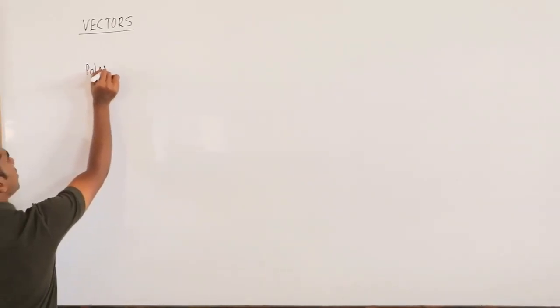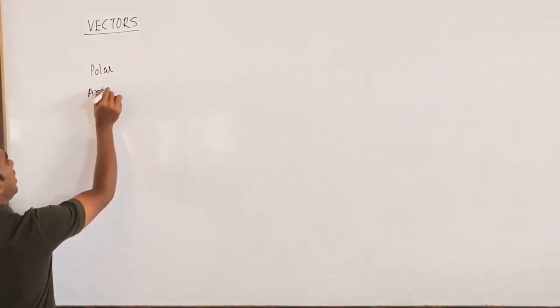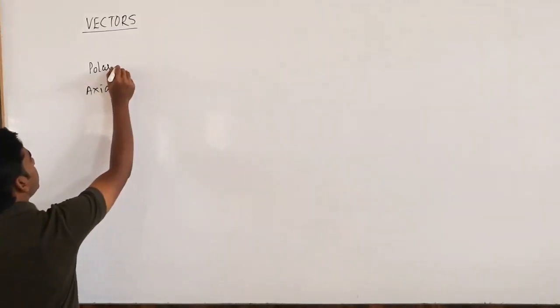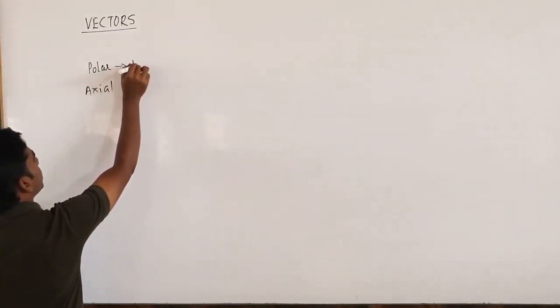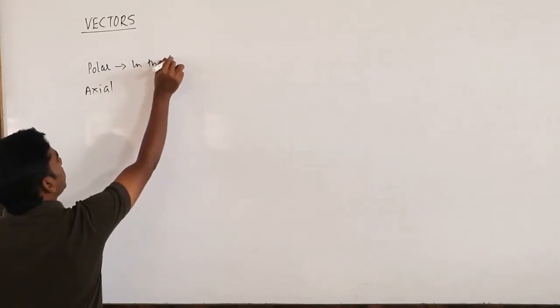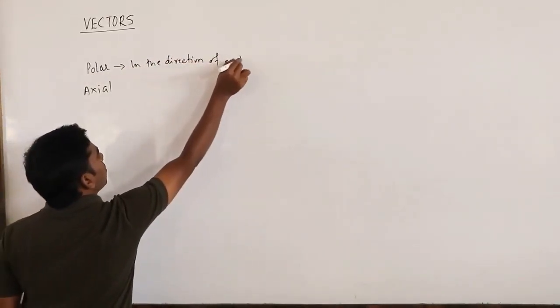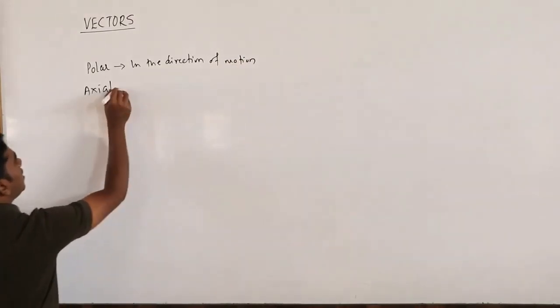Polar vector and axial vector. Okay, so polar vector is in the direction of motion. Then what about the axial vector?